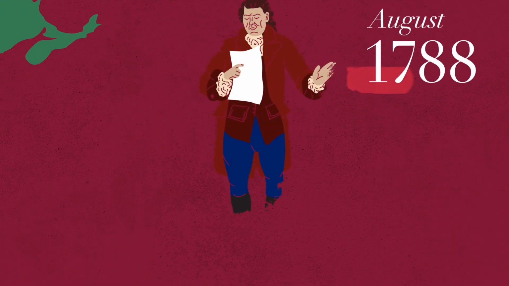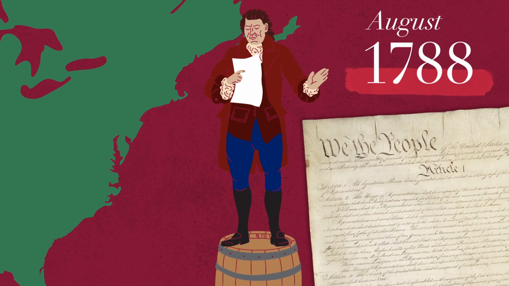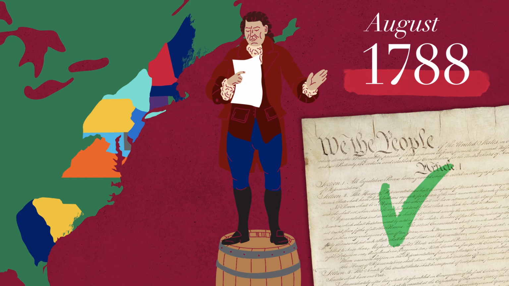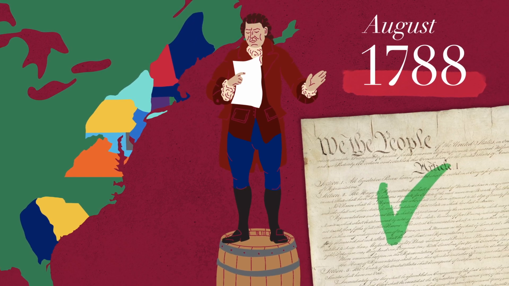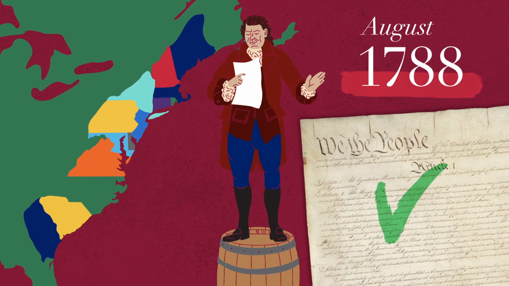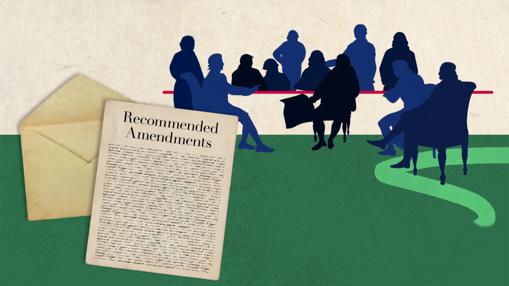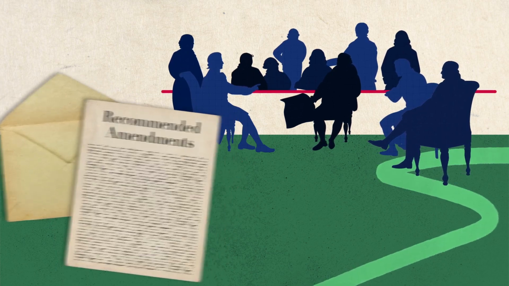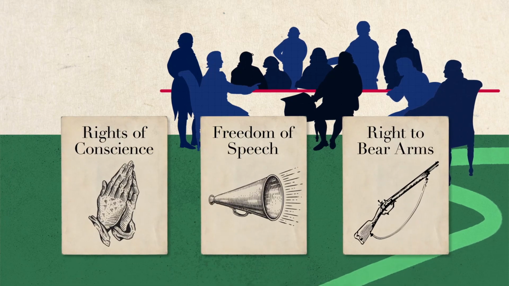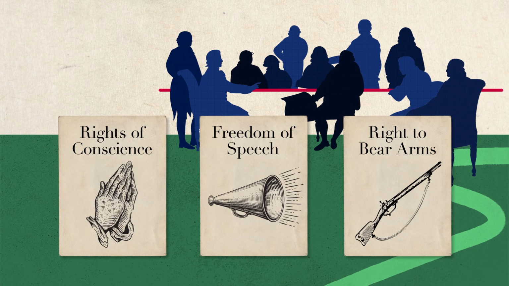By August 1788, the Constitution had been ratified by 11 states, but the absence of a Bill of Rights remained controversial. State conventions sent recommended amendments with their ratifications. 6 proposed additional rights, or a recommendation of rights.